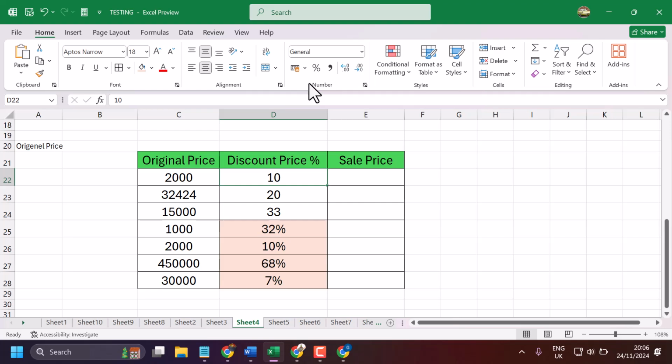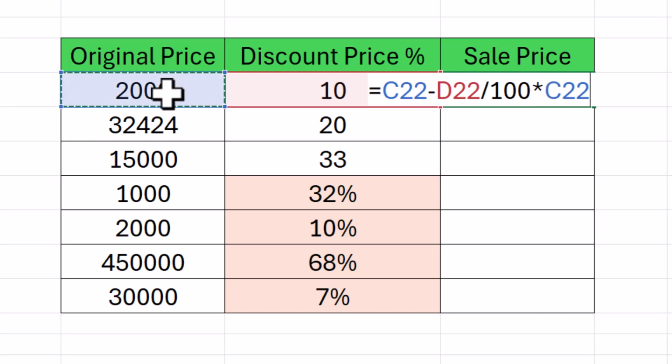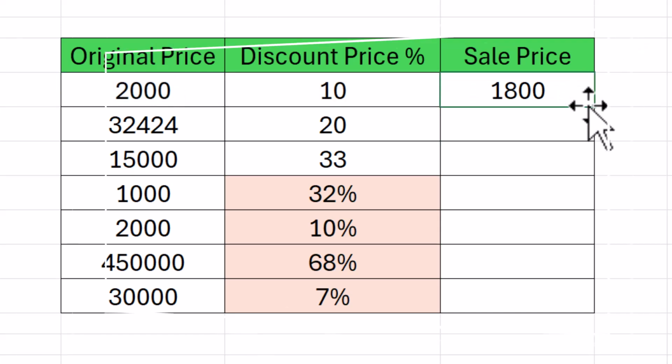So if you selected General from here, the formula is equal, select original price minus select discount price. Now divide by 100. Now multiply with the original price, then press enter. Now drag and drop.